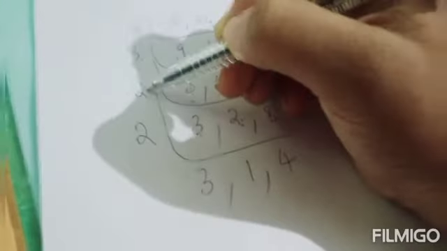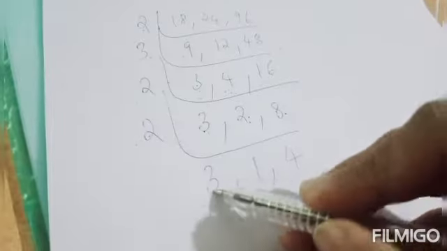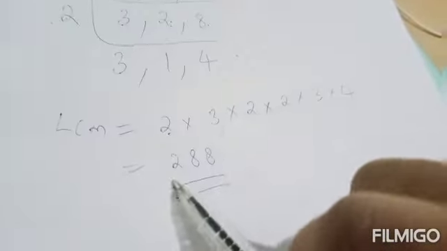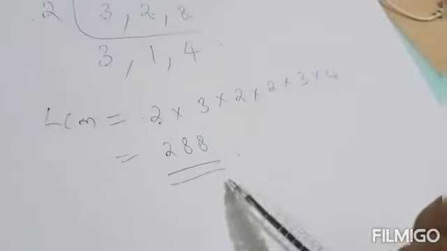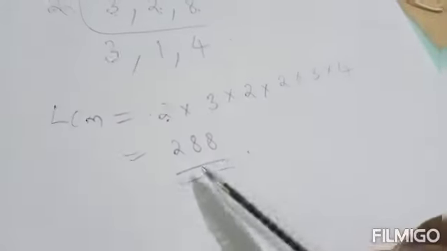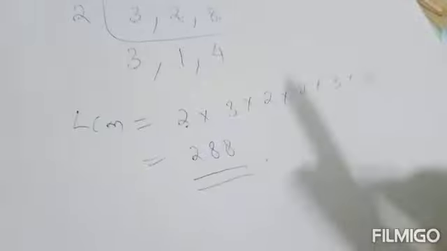So you will get 2 into 3 into 2 into 2 into 3 into 4. Now you will get the answer 288. On multiplying these numbers you will get 288 only. This is the required LCM of 18, 24 and 96. In the first method also you got this answer. Any method you use, you will get the same answer only.